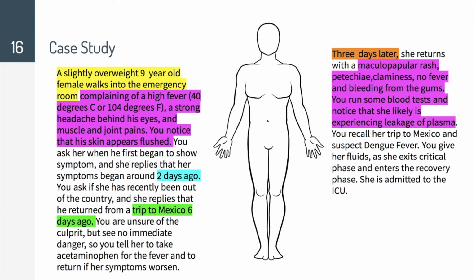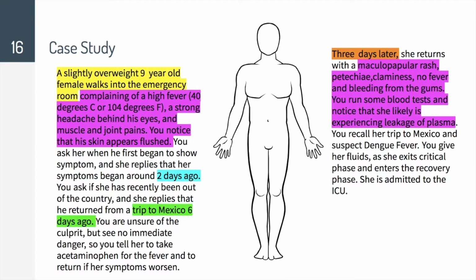So you follow up that question and ask if she's been out of the country recently, and she replies that she returned from a trip to Mexico around 6 days ago. You're unsure about the culprit, but you don't really see any immediate danger, so you tell her to take acetaminophen and to go home and hope that her fever goes down, and if it doesn't, or if her symptoms worsen, to return.